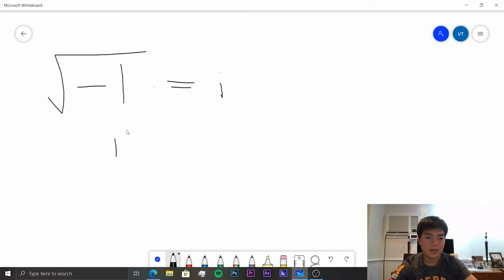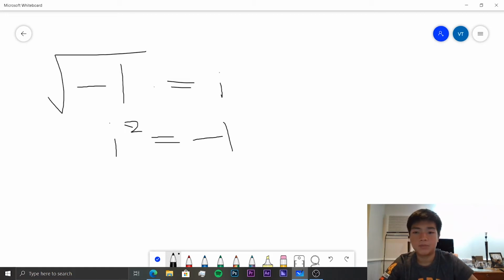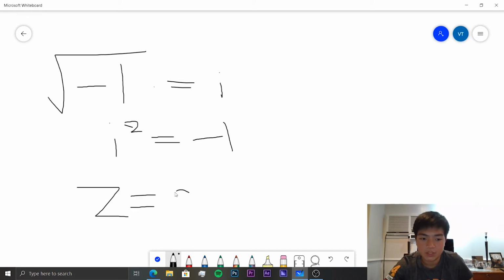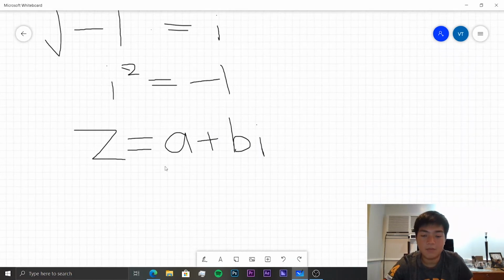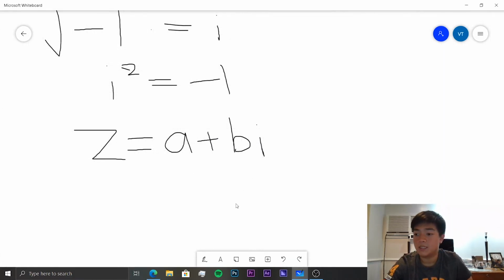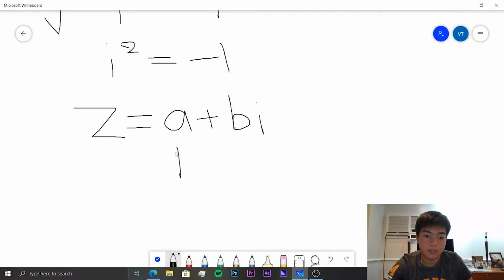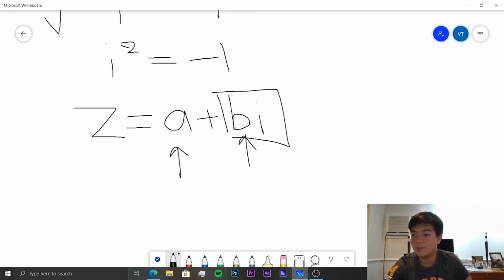Because we define i squared as equal to -1. An actual complex number takes the form of, we usually use the letter z, is equal to a plus bi, where a and b are real numbers. And so a is called the real part of z, and b is called the imaginary part, since b is the one being multiplied to the imaginary number.